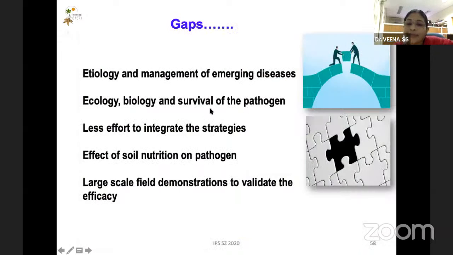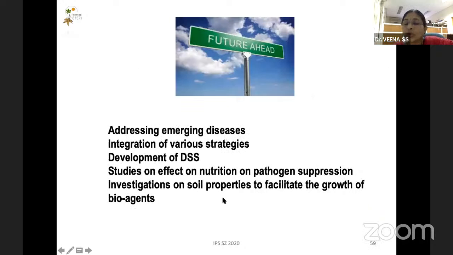And coming to the gaps in our research: etiology and management of emerging disease, we have to find out. Then ecology, biology, and survival of the pathogen. Less effort to integrate all the strategies, the effect of soil nutrition on the pathogen, and large-scale field demonstrations to validate the efficacy. So our way forward will be addressing the emerging diseases I have mentioned with cassava, elephant foot yam, and taro. These problems have to be addressed, with integration of various strategies.